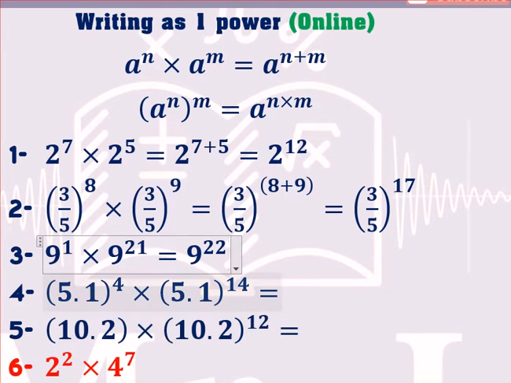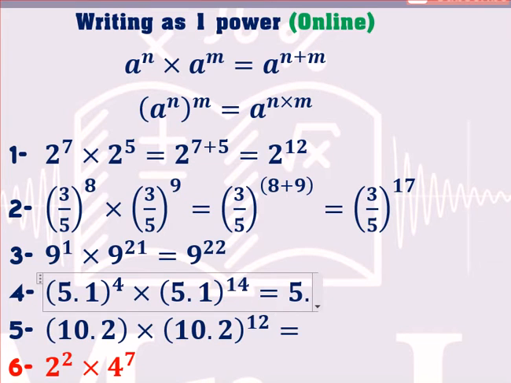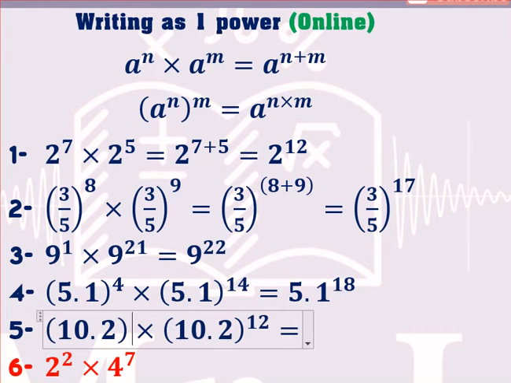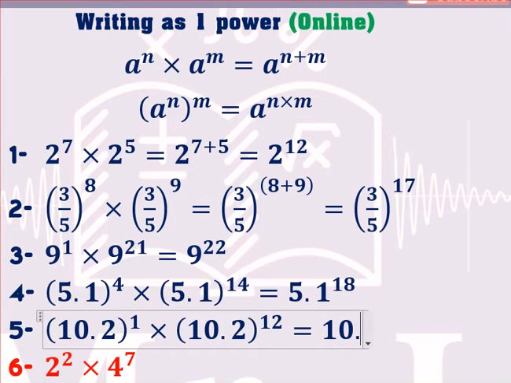Number 4, same thing. So I have 5.1^4 times 5.1^14. So it will give 5.1 raised to the power 4 plus 14, so it's 18. Number 5, same thing here. This can be seen as 10.2^1 multiplied by 10.2 raised to the power 12. So it will give 10.2 raised to the power 13.